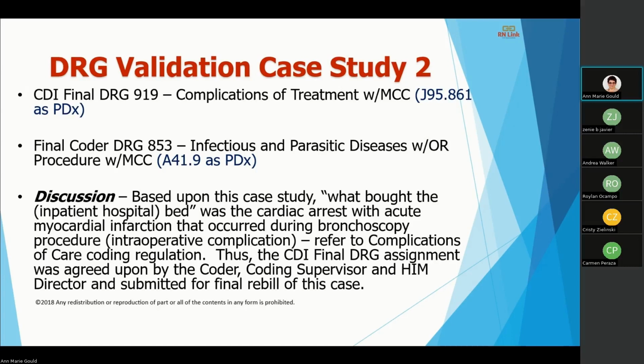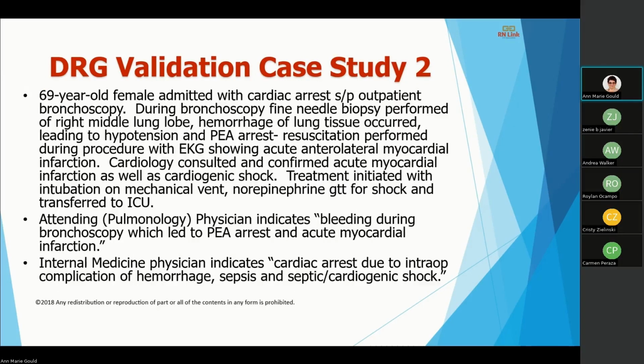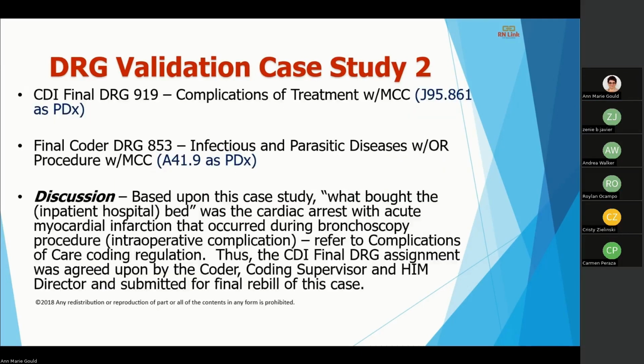The reason why now the coder uses sepsis, but guess what? If you look at this case study, is there an infectious source? The internal med is writing sepsis, but is there an infectious source on this case? No. There's no infection source. That's right. I'm saying there's no infection source, just a cardiogenic shock. Right, it's more cardiogenic shock.